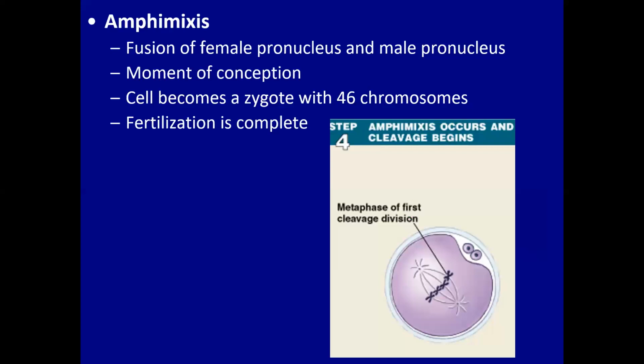So when those separate pronuclei fuse, that is called amphimixis. And amphimixis is known as the moment of conception. So you can see the fusion in this image right here, and then not only the fusion, but we've moved along to metaphase of the first cleavage division. But once that fusion occurs, you have a zygote with 46 chromosomes, and fertilization is considered to be complete. All right, so amphimixis is the moment of conception, and fertilization is complete.